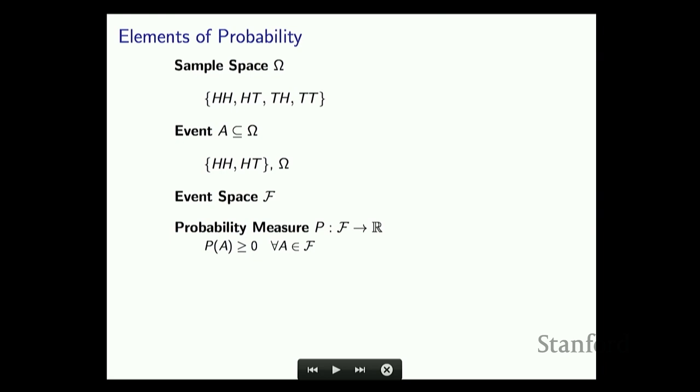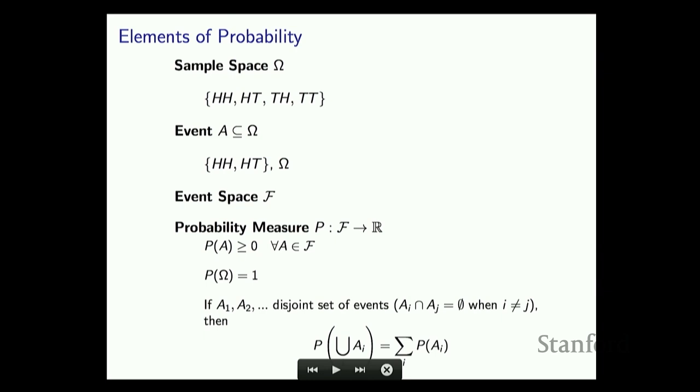The probability assigned to the entire sample space is always one, which means some event or the other from the sample space will always occur, right? And if you take disjoint events, where the intersection between any two events is the null set, then the probability assigned to the union of those disjoint events is equal to just the sum of the individual probabilities. All very intuitive. There's nothing fancy happening here.